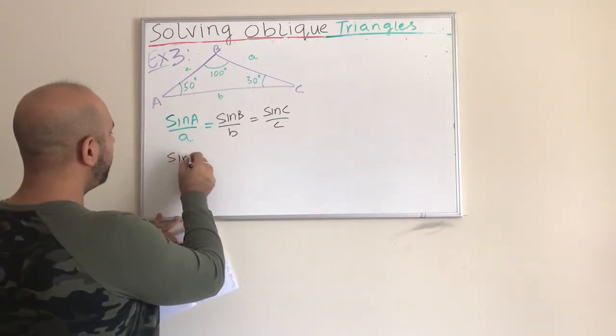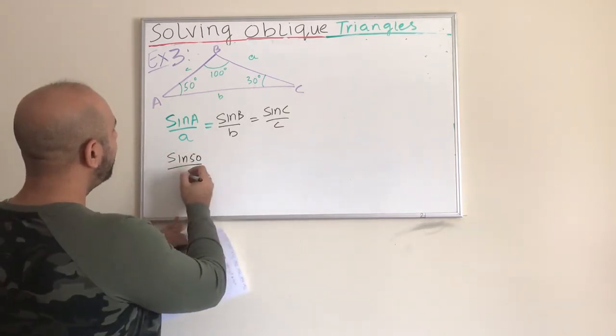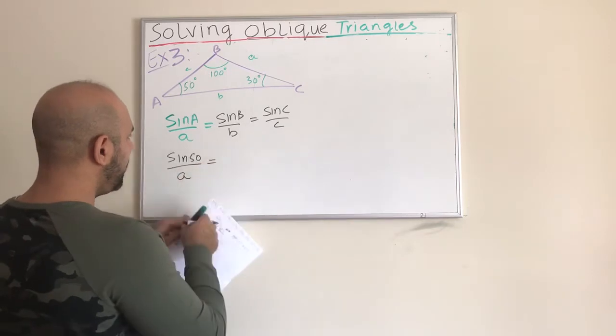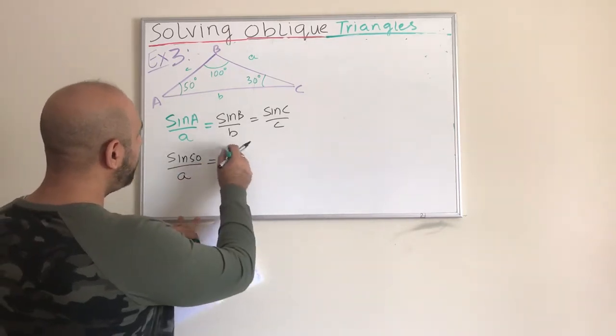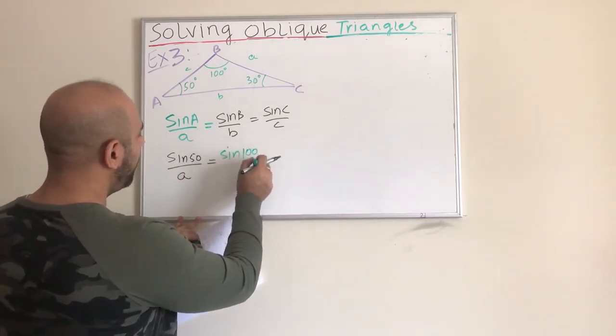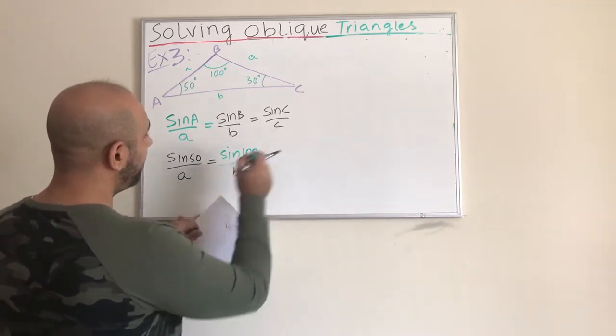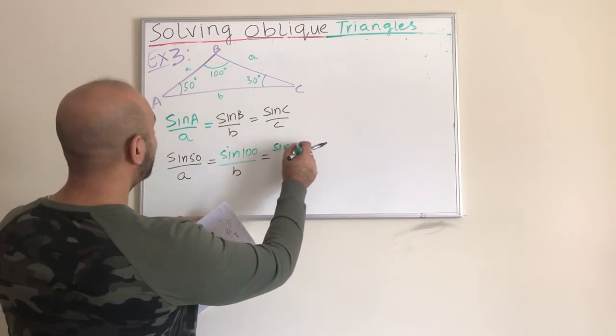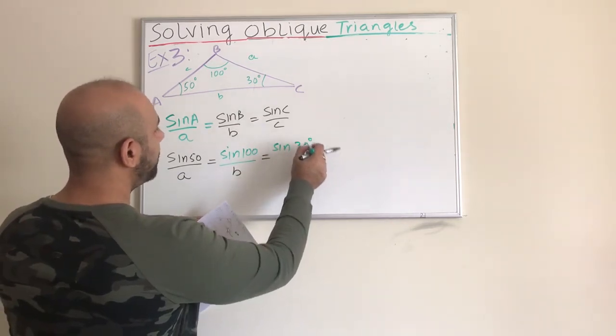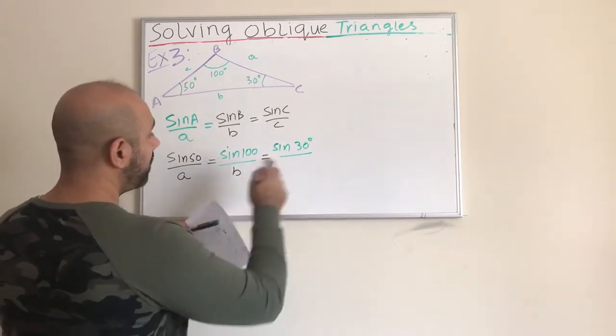We have sine of 50 degrees over the length A, which is not known, and then I have sine of B, which is sine of 100. Again, length B is not known. Then we have the sine of the angle C, which is 30 degrees, but we don't know the length of the side C.